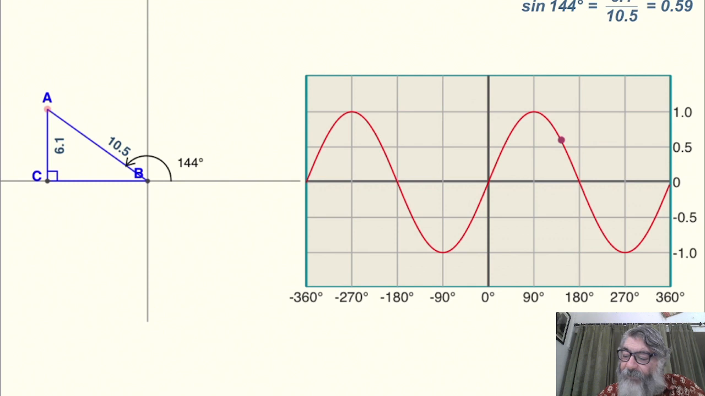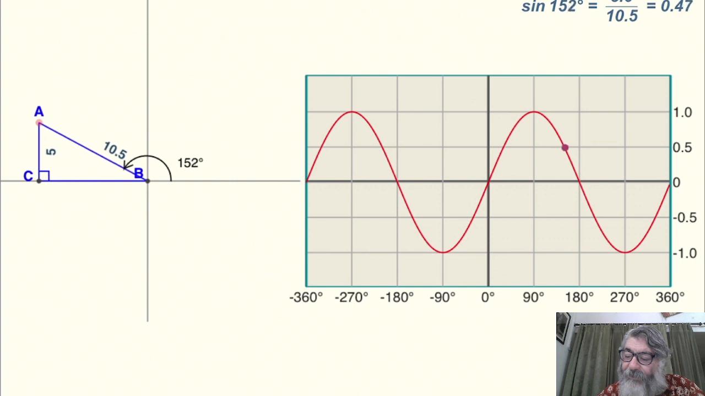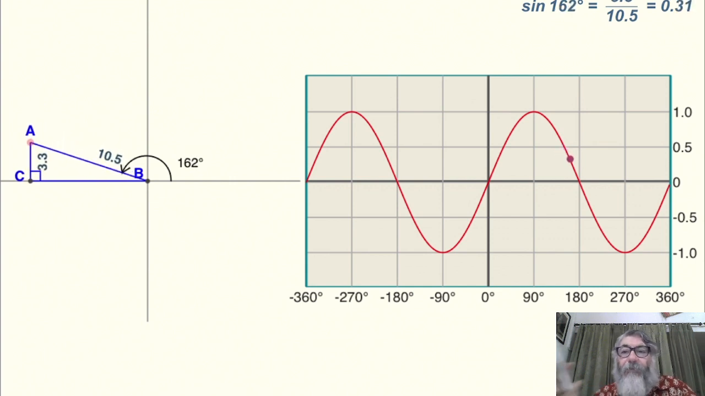If I increase this, the value increases. But if I decrease the perpendicular, the value of the sine is decreasing. And in the second quadrant, sine and cosec are positive, the rest are negative.